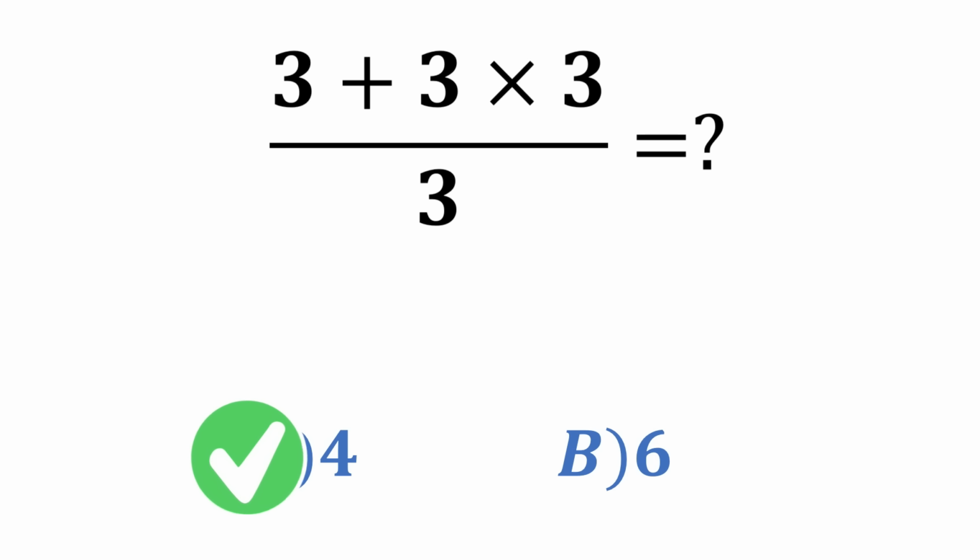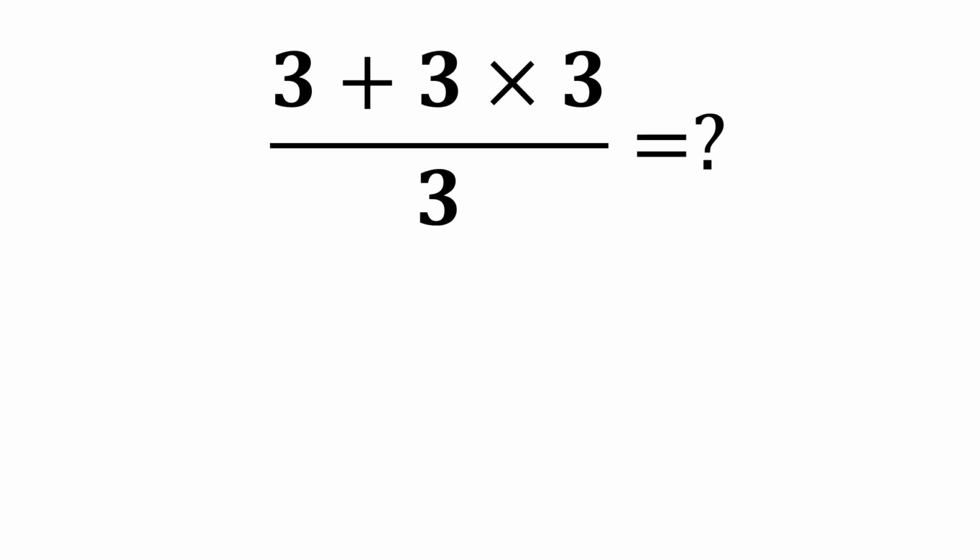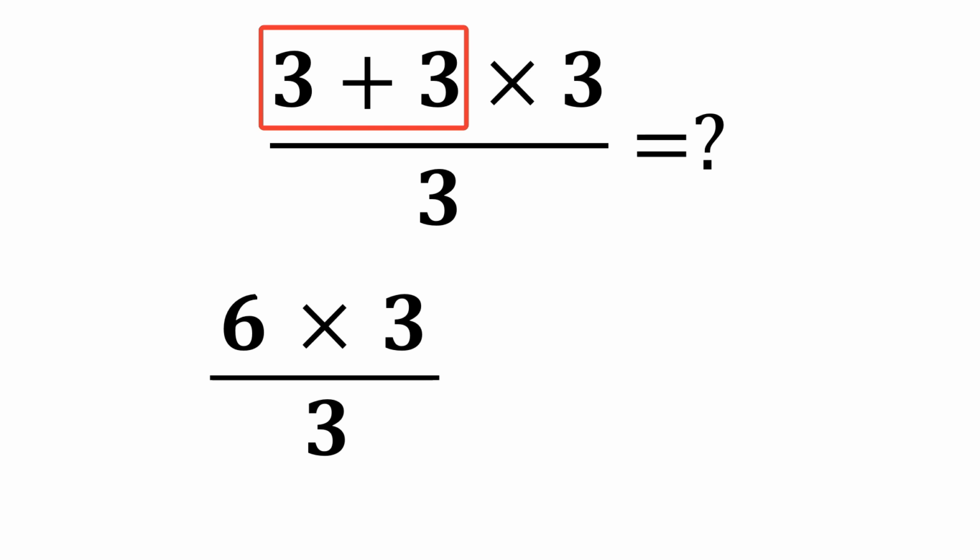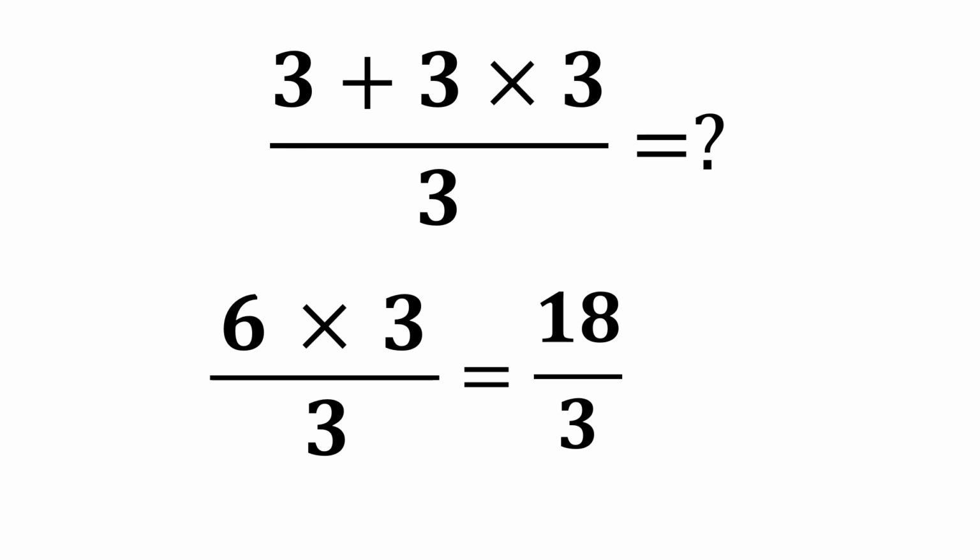The correct answer is 4. If you said 4, congratulations. But if you said 6, you probably did this. From the left, you said 3 plus 3 equals 6. Then 6 times 3 equals 18. Then 18 divided by 3 equals 6.